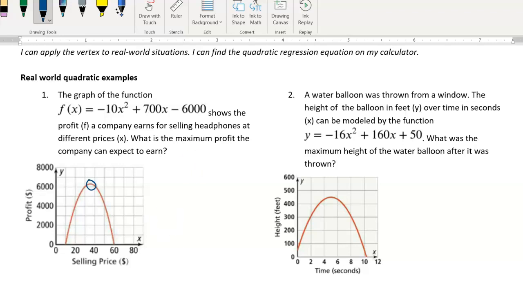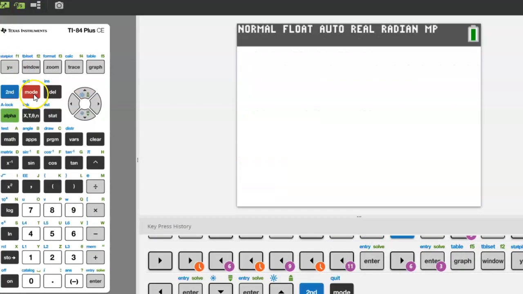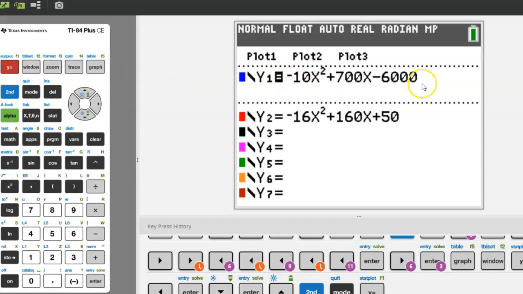So get out your graphing calculators. You're probably going to be in a different screen. When you turn it on, you might be in a regular calculator screen. So go to where it says y equals, and I already have our equation typed in here for us. You're going to do the same thing on your own calculator, so you might want to pause this video. Make sure of a couple things though.